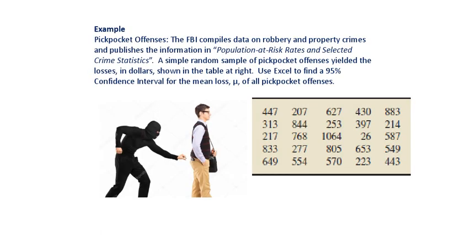We're going to use Excel to work out this example. Pickpocket offenses. The FBI compiles data on robbery and property crimes and publishes the information in Population at Risk Rates and Selected Crime Statistics. A simple random sample of pickpocket offenses yielded the losses in dollars shown in the table at right. Let's use Excel to find a 95% confidence interval for the mean loss mu of all pickpocket offenses.